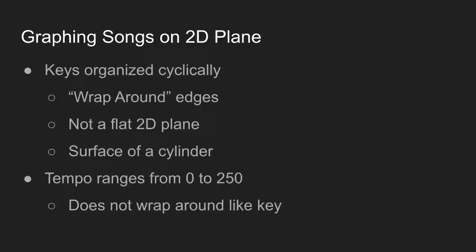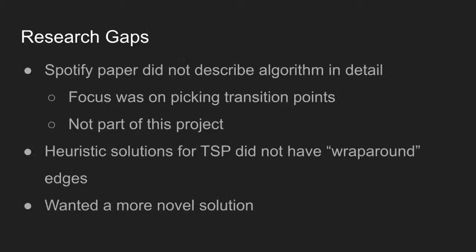So because of the way I graphed the songs, because I used the circle of fifths to organize the keys, it's not as simple as just graphing it on a flat 2D plane. In reality, you're going to have the right edge be directly connected to the left edge. So paths can go off the right edge and wrap around to the left, and vice versa. They can go off the left and wrap around to the right. And that adds a whole layer of complexity to the problem. So instead of looking at a flat piece of paper, you're actually looking at the outside surface of a cylinder.